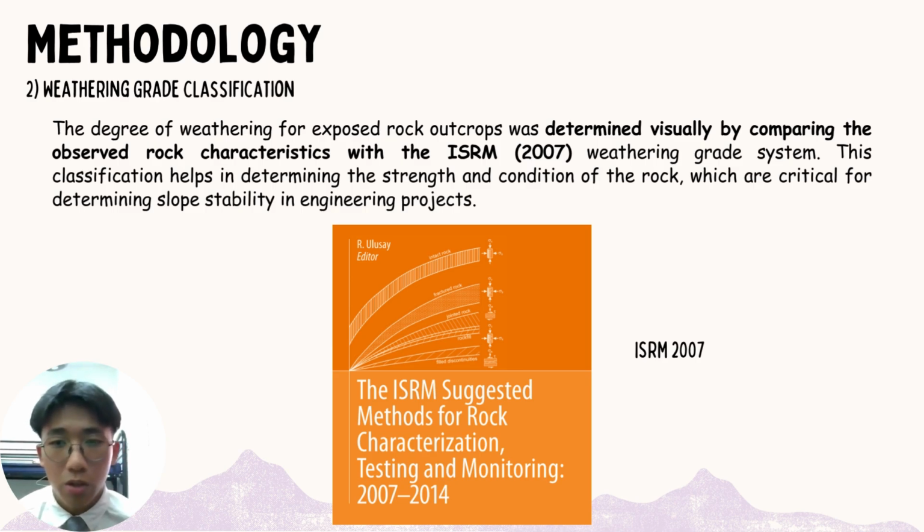For the second part, weathering grade classification. We determine this visually by comparing the observed rock characteristics with the help of ISRM 2007, as stated in the slide, to determine the strength and condition of the rock in order to identify the slope stability later.